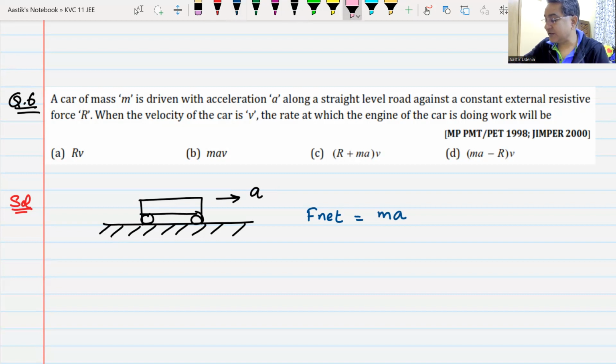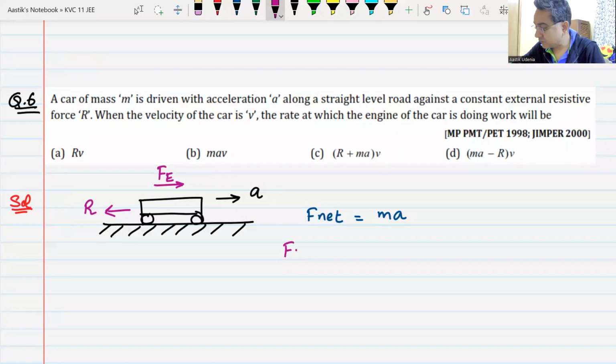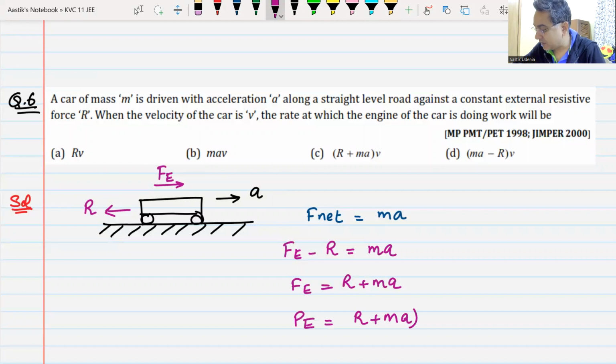Now there will be two forces acting on it. One will be the force of the engine and one will be the resistive force R. The force of the engine has to be more, only then this will move. So force of the engine minus the resistive force is equal to m into a. So force of the engine is R plus ma, and therefore the power developed by the engine will be (R plus ma) multiplied by v. Power is force dot v, and that is the answer, my dear friend.